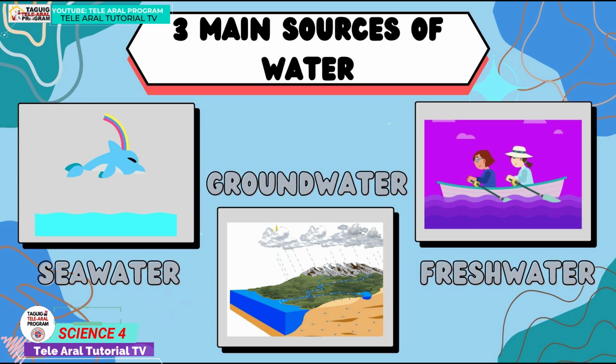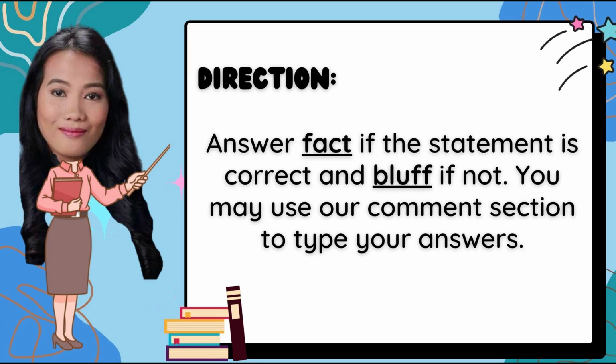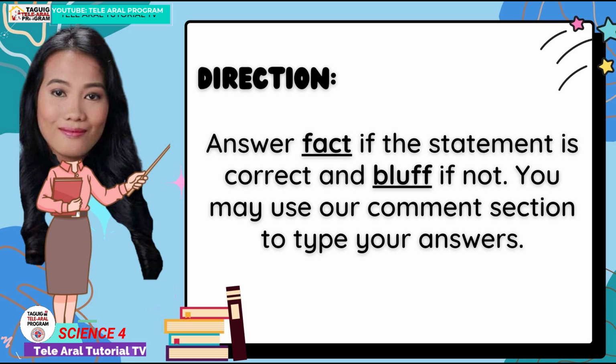Learners, always remember there are three main sources of water. The first one is the seawater, the groundwater, and the fresh water. After discussing the different sources of water and the uses of different sources of water, now let us have an activity called fact and bluff. Direction. Answer fact if the statement is correct and bluff if not. You may also use your comment section to type your answers.